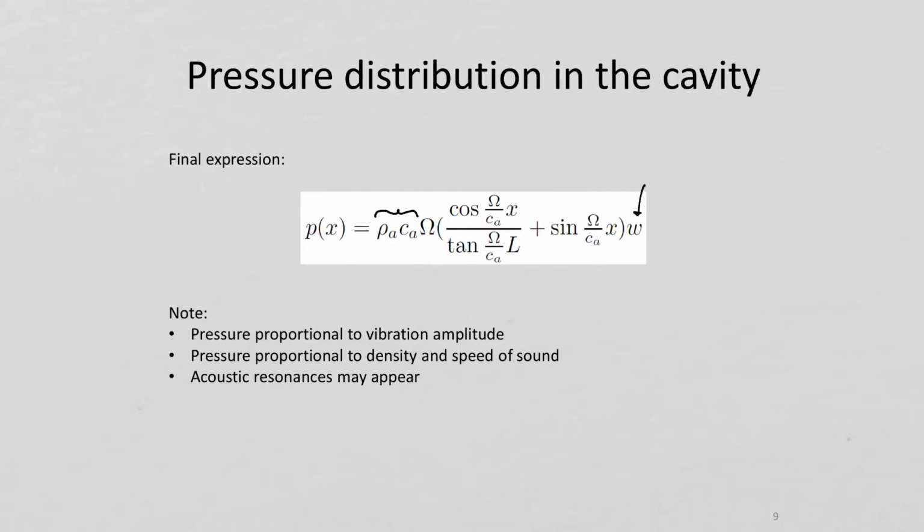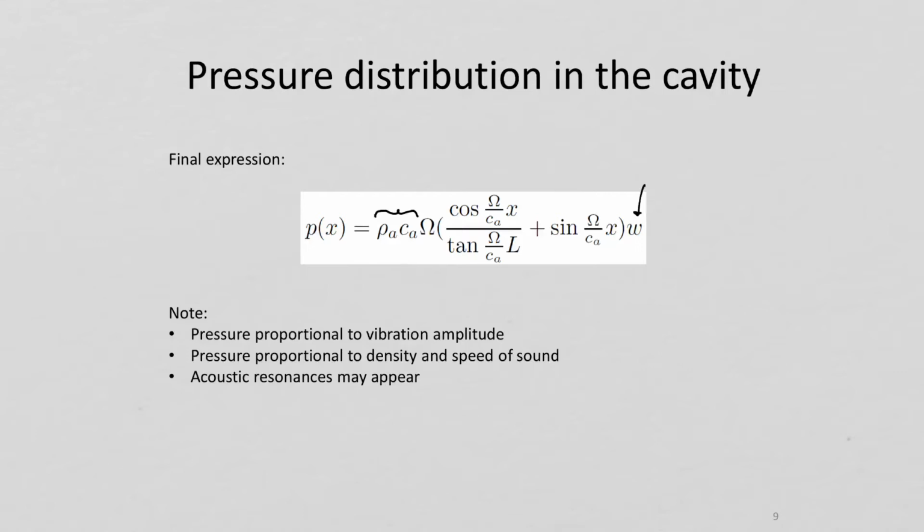So in other words, how much the vibrations actually affect the acoustic medium is dependent on which type of acoustic medium we have. So if we have, for instance, water, which is denser and has a higher speed of sound, then we have a higher effect. Whereas if we have air, for instance, then we have a relatively small effect of the vibrations on the acoustics.